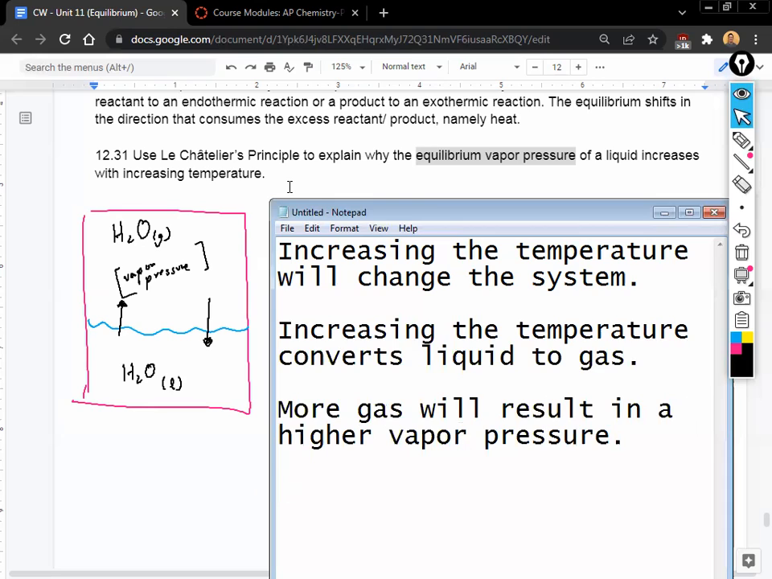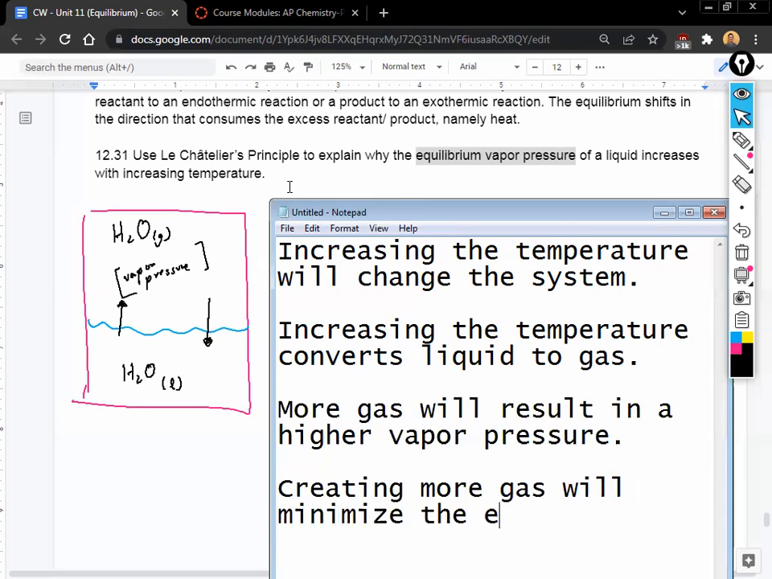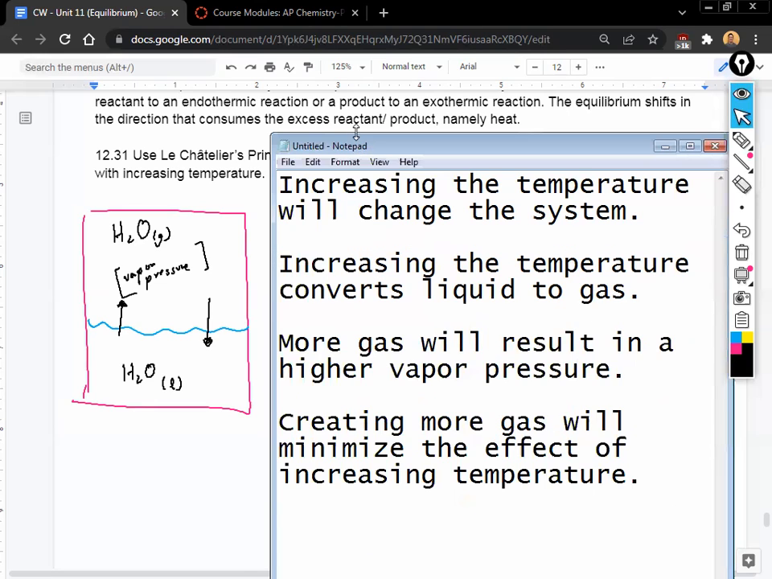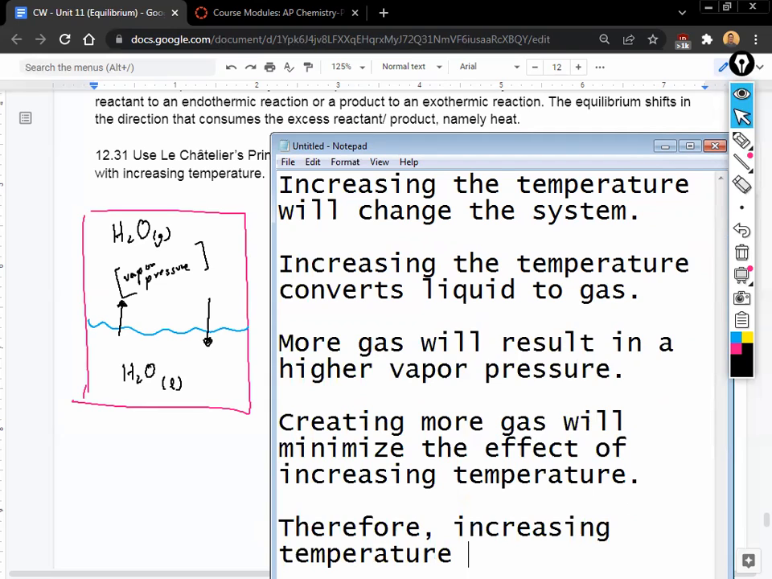And so what we can deduce from that is that creating more gas will minimize the effect of increasing temperature. And so from there, we can say that, therefore, increasing temperature increases vapor pressure. Okay, so basically, this is what's going on.